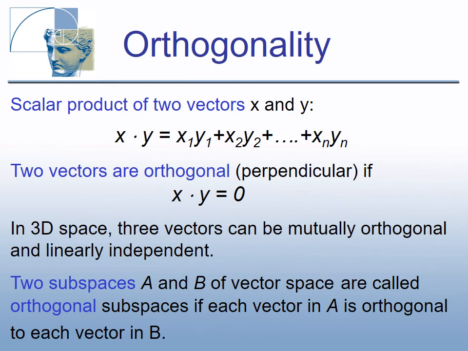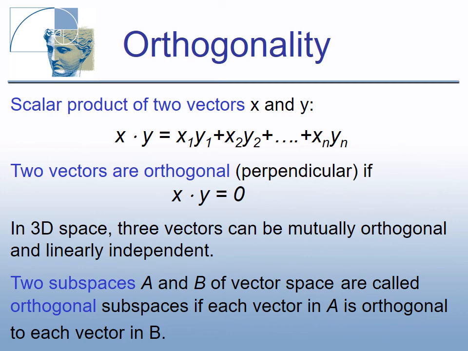Dot product of two vectors x and y is defined as follows. x dot y is equal to the sum of corresponding coordinates multiplied with each other. Note that this operation takes two vectors and returns a scalar quantity, not a vector. Two vectors are orthogonal if their dot product is equal to 0. In 3D space, three vectors can be mutually orthogonal and linearly independent. Two subspaces A and B of vector space are called orthogonal subspaces if each vector in A is orthogonal to each vector in B.